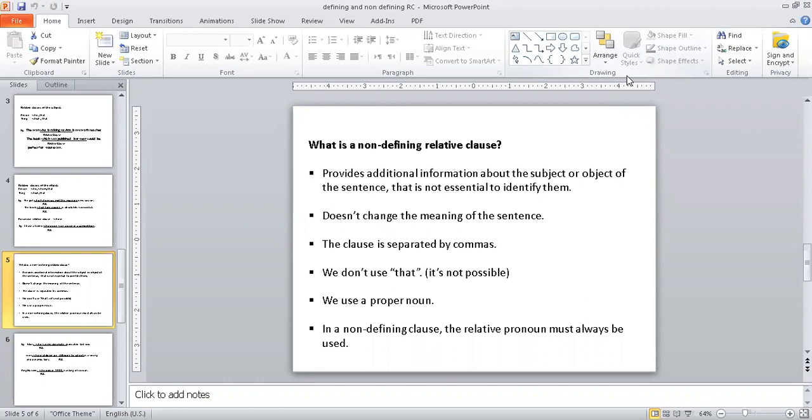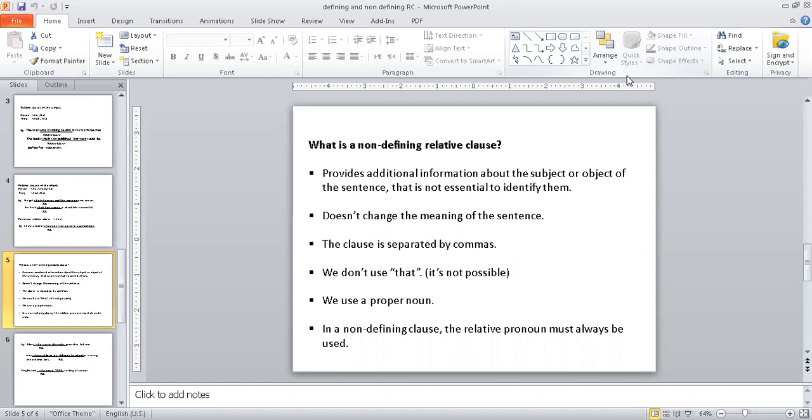Defining relative clauses are essential to maintain the meaning of the sentence. Okay, now what is a non-defining relative clause? A non-defining relative clause provides additional information. Additional information, يعني extra information about the subject or object of the sentence that is not essential, not important to identify them. And a non-defining relative clause doesn't change the meaning of the sentence.